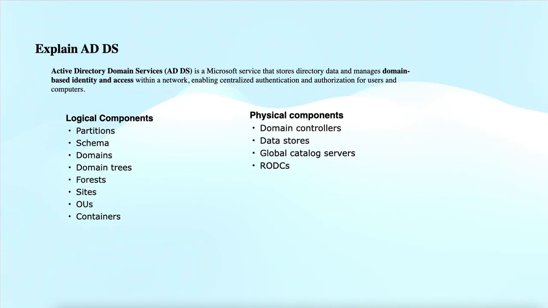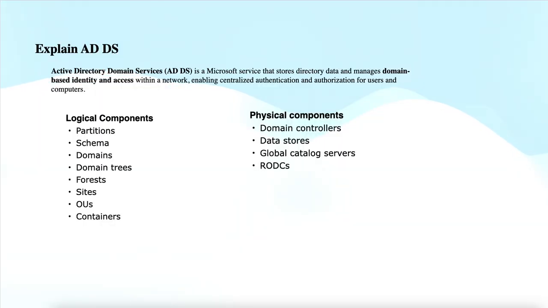If I talk about the components of Active Directory Domain Services, it has logical and physical components. In terms of logical components, number one is the partition of this directory. This is the section of Active Directory Domain Services that helps organize and distribute the information. Think of these partitions like filing cabinets for different kinds of data to store.